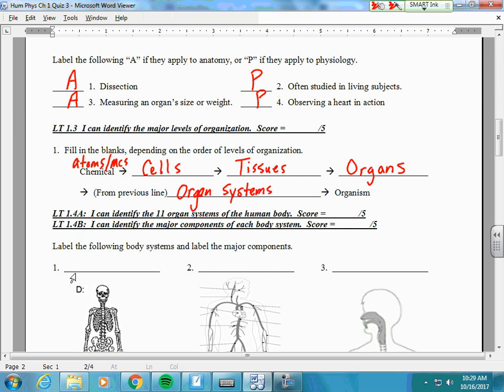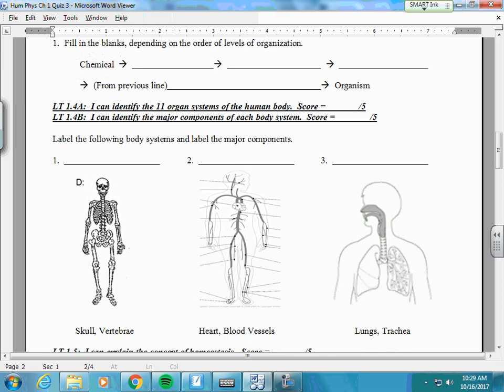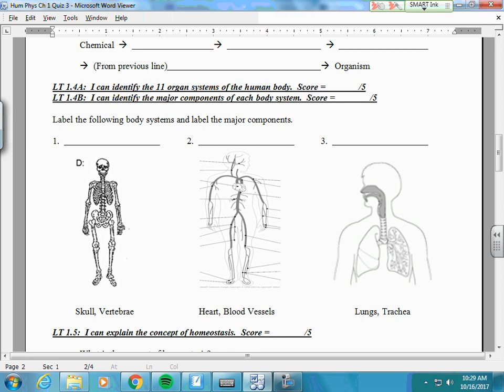In terms of the body systems and labeling their major components, in the next part, really, this is just kind of, we did some review of different body systems through the Kahoot review. These ones obviously would be skeletal is the first one. It has skull and vertebrae there. Heart and blood vessels, that means I'm dealing with circulatory or cardiovascular. Lungs and trachea mean I'm dealing with respiratory.